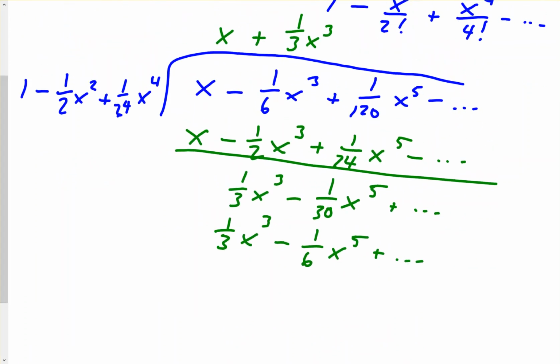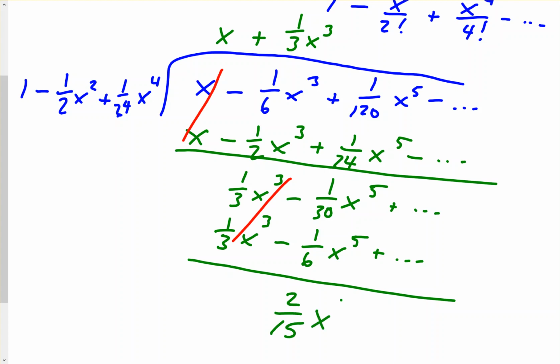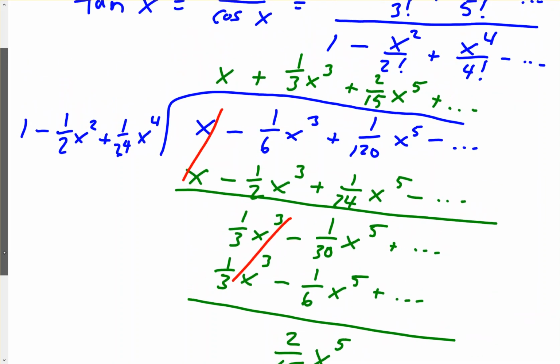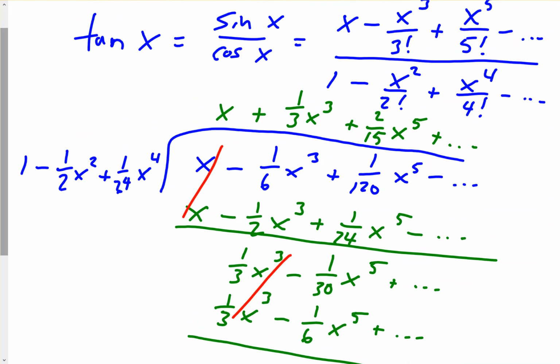Okay, so I subtract here. So I have my 1/3 x cubes are gone. I subtract my negative 1/30th minus my negative 1/6th. That gives me 2/15 x to the 5th. And then to cancel the 2/15 x to the 5th, I would have plus 2/15 x to the 5th. Okay, so those would be the first 3 terms of my Maclaurin series for tangent.